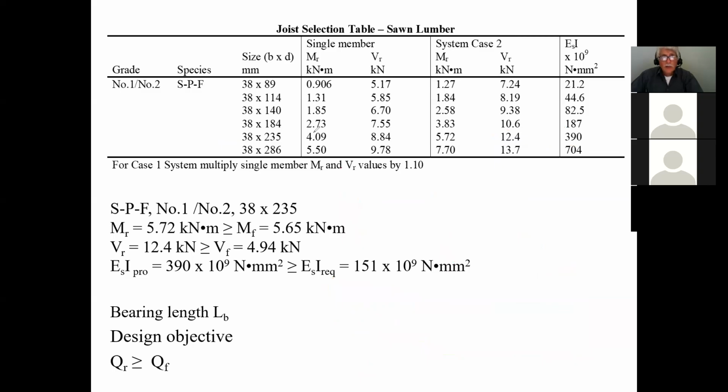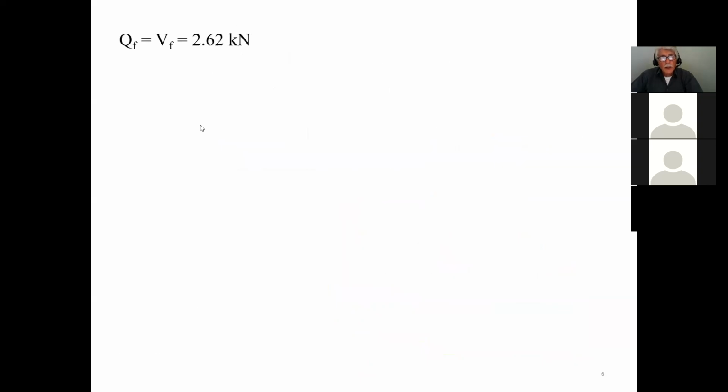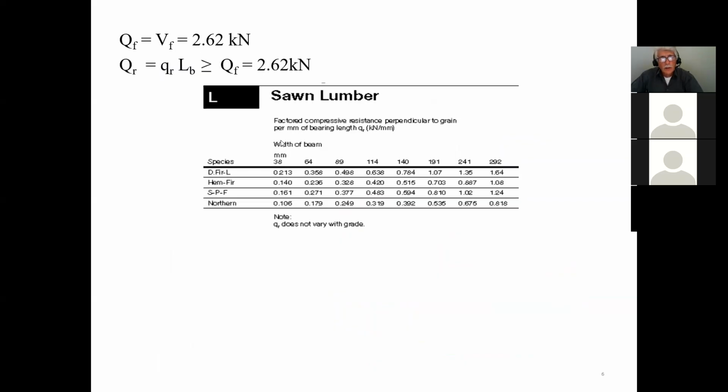Okay, so in this case here we have QF equal to VF, because we only have one vertical force perpendicular to the grain, which is our shear force. And therefore, we know that the big QR is equal to the small QR times the bearing length, and that should be greater than or equal to the QF.